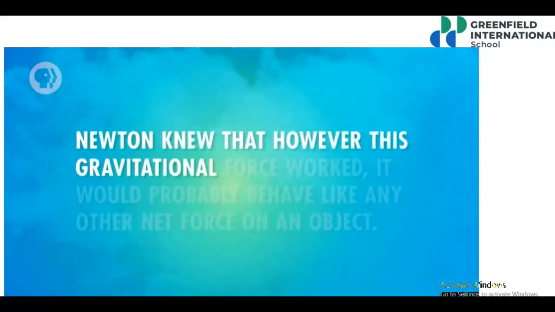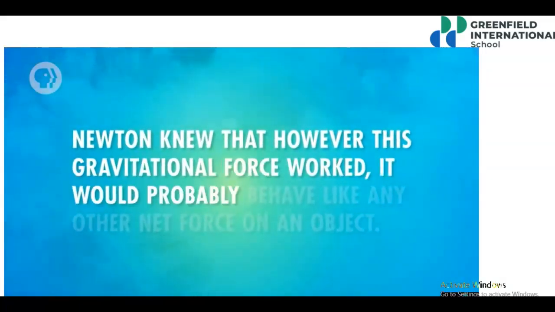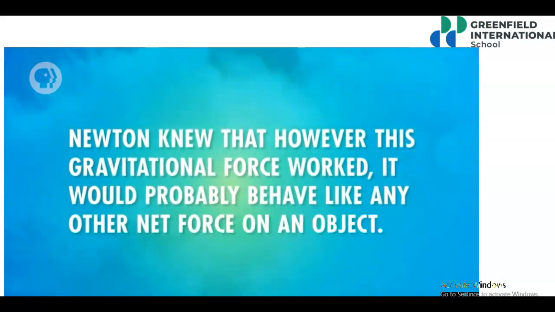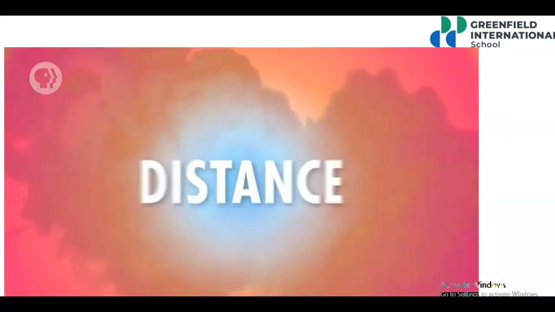Newton knew that however this gravitational force worked, it would probably behave like any other net force on an object. It would be equal to that object's mass times its acceleration. The mass part was easy enough. It would just be the mass of an apple, or the moon. It was going to be a little harder to figure out the factors that were affecting the acceleration part of the equation. The first thing Newton realised he'd have to take into account was distance.